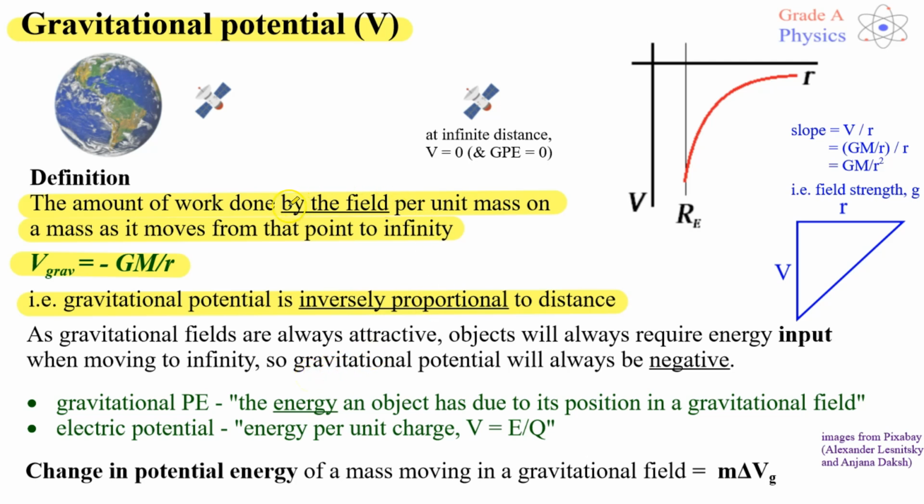Right, so let's go back to the definition. So it's the amount of work done by the field. Well, the field isn't doing any work here. It's not attracting. If we were going the other way, from infinity to near the Earth's surface, then the field would be attracting the object and doing the work. But we have to put the work in. This requires energy input when we're moving to infinity. And this is why it's a negative value. So the energy is input, and it's a little bit odd.